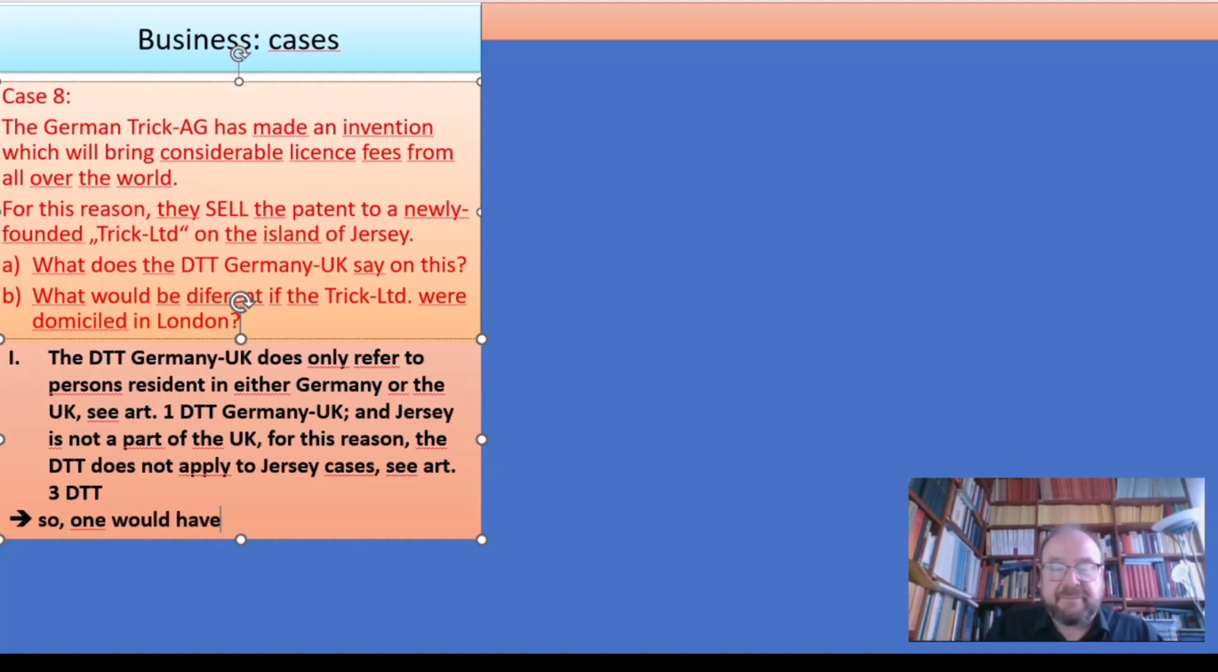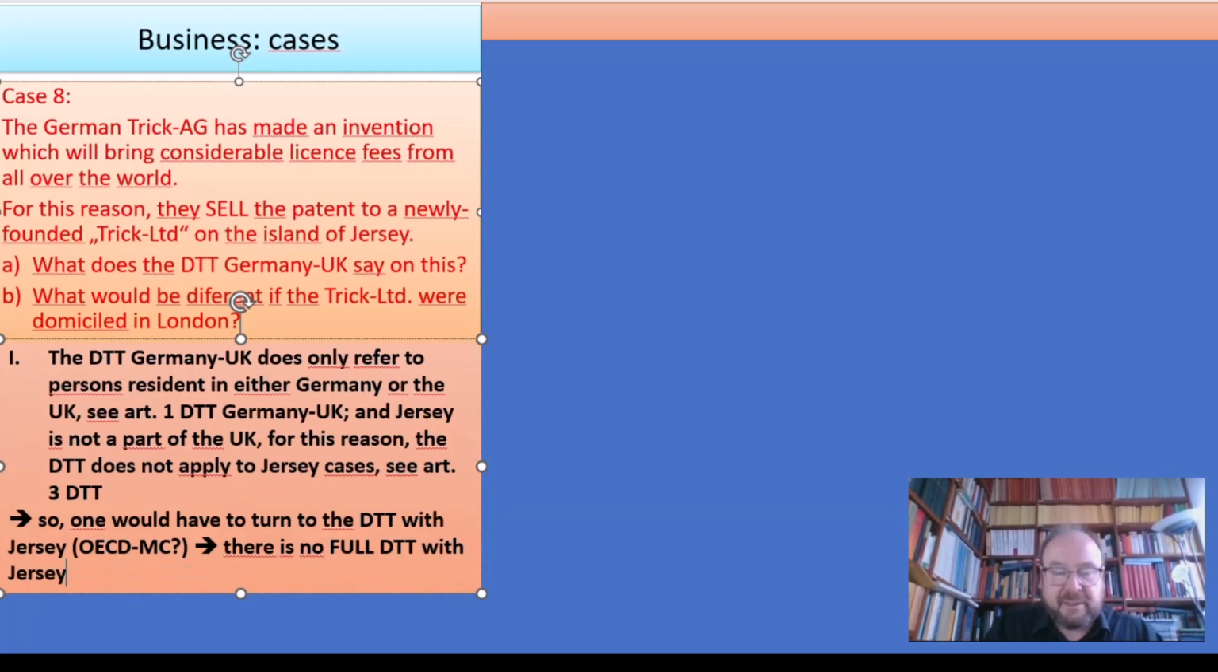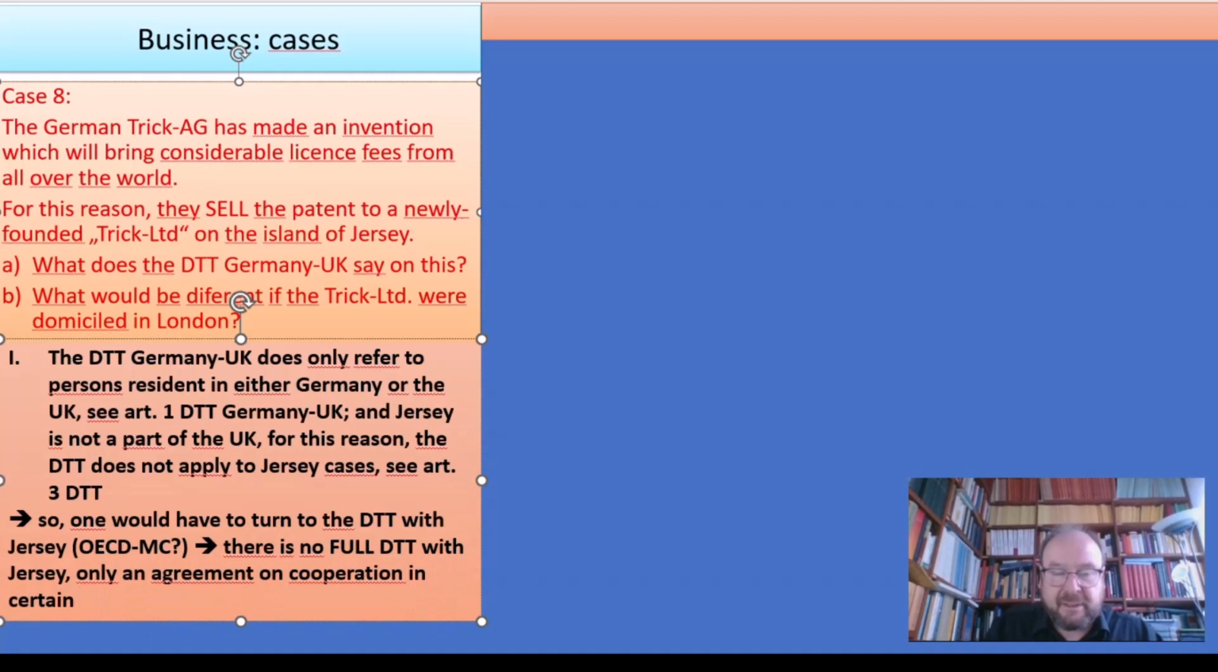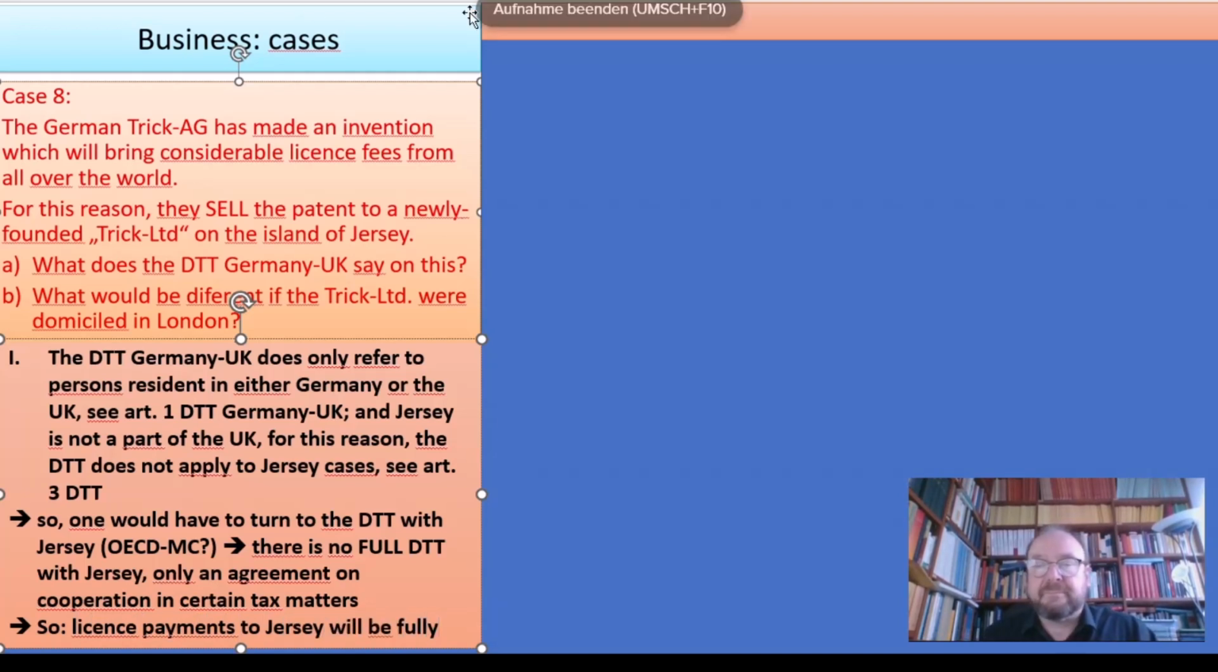So one would have to turn to the DTT with Jersey, and the question is then, is it the OECD Model Convention? And the answer is there is no full DTT with Jersey, only an agreement on cooperation in certain tax matters. So not a full DTT. So license payments to Jersey will be fully subjected to the rules of German limited tax liability.